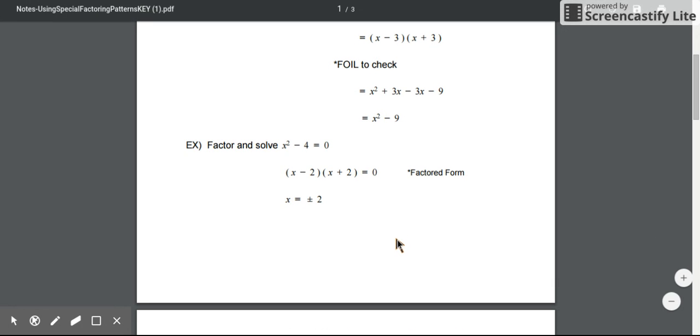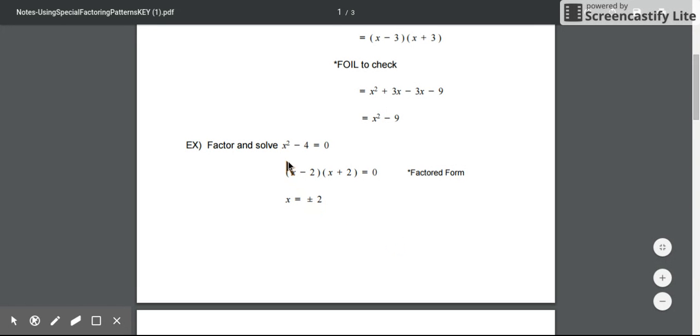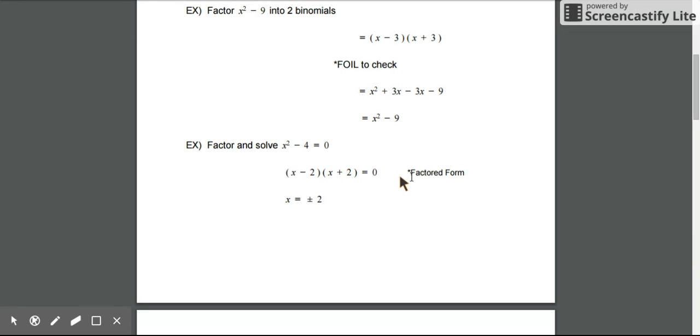Let's do another one where we actually factor and solve. So given this quadratic, another difference of squares, we're going to take the square roots of each of those two terms, write them in our two sets of binomials. So the square root of x squared is x, square root of 4 is 2. One set's going to get the minus in between them, the other gets the plus in between them. So there's our factored form.